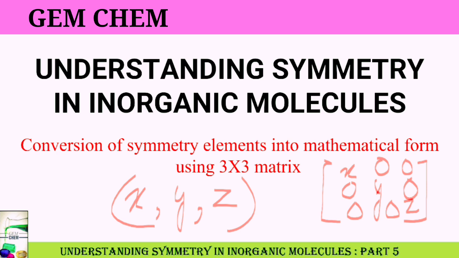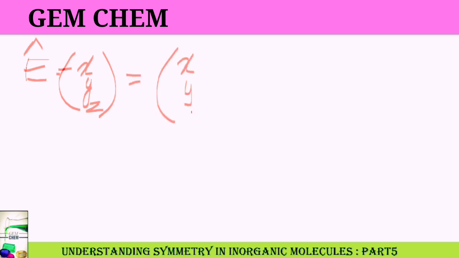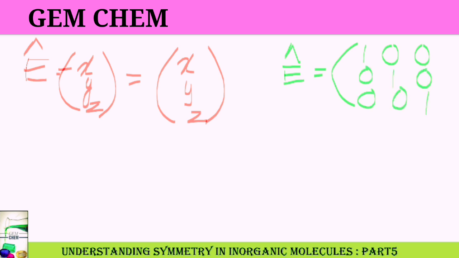So when we talk about our first symmetry element, that is the identity operation, none of the coordinates change, right? So we know that E cap, that is the function E, if we operate the E operation on x, y, z, then we will get back x, y, z. So the matrix for this E operation is actually 1, 0, 0, 0, 1, 0, and 0, 0, 1. So when you see that x is becoming x, the coordinate becomes 1.